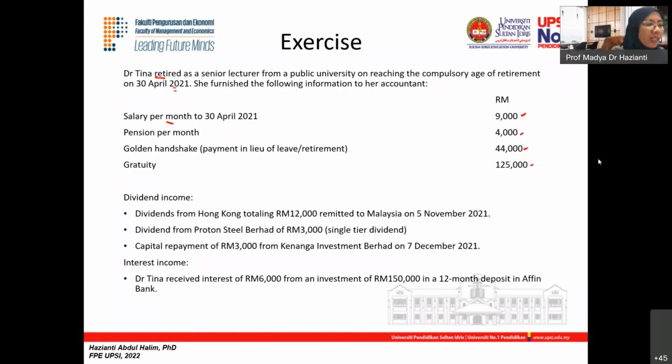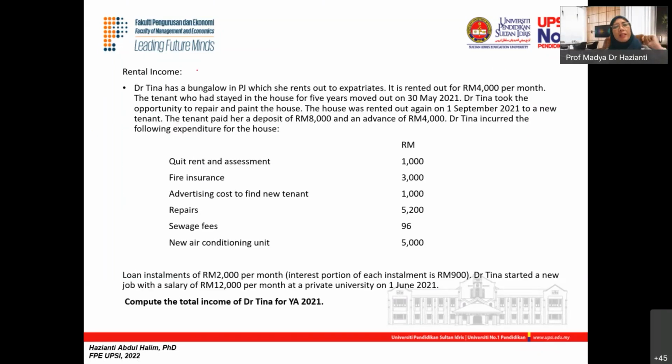Before we proceed to the next page. You see what's coming, right? Because from here we have to separate the employment income and also our other non-business income. Right. Rental income. Dr. Tina has a bungalow in PJ which she rents out to expatriates. It is rented out for 4,000 per month.